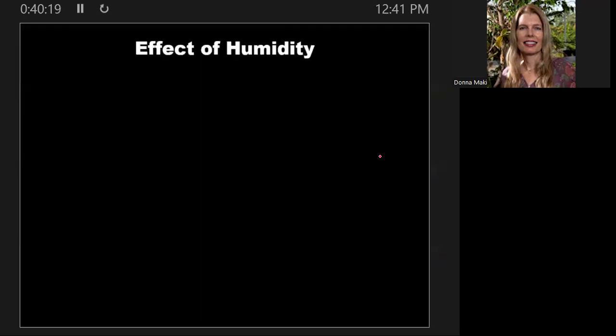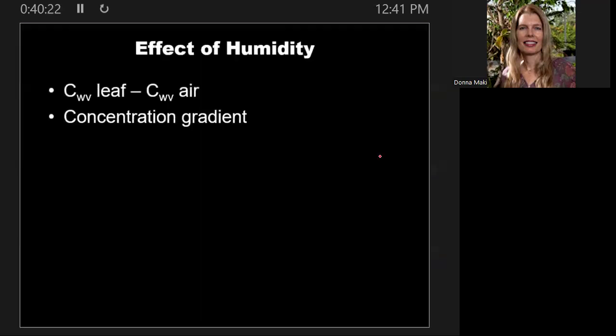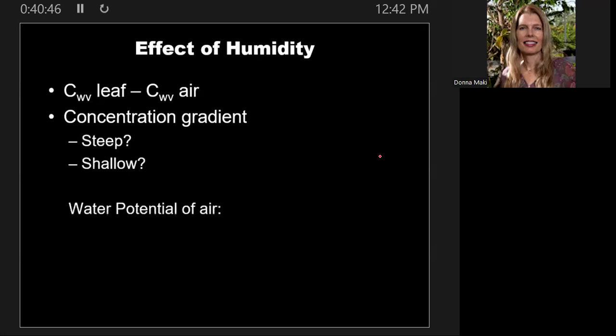And so the fancy way to talk about that is you can also think about the water vapor concentration inside the leaf, which is, again, like 100 versus what's going on out in the air. You can think of it that way too. It's equivalent, relative humidity and water vapor concentration. For this purpose, you can just think of it as an equivalent idea. So you can either say a relative humidity gradient or a concentration gradient. And so again, that's steep versus shallow.